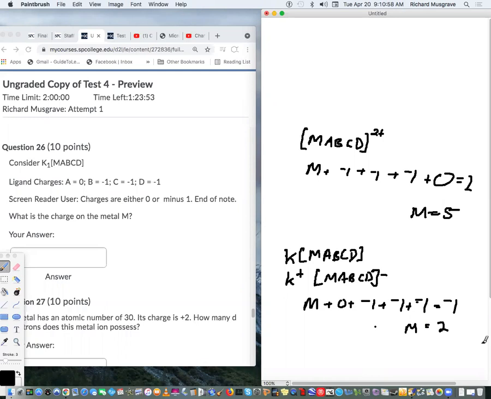Any questions about that? I have a question. What is negative 1? Negative 1 because K is 1 plus. Oh, so it's got to be the opposite? Yes, because whenever you've got a neutral compound, and we know the charge on one side, it has to be the opposite charge on the other. It's no different than if you had NaCl: Na is 1 plus, Cl is 1 minus. Absolutely no different. Okay, thank you.